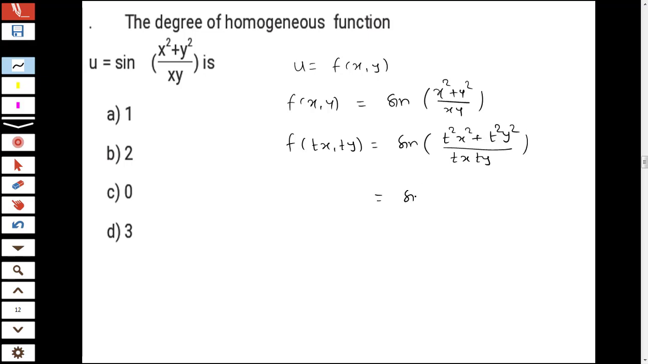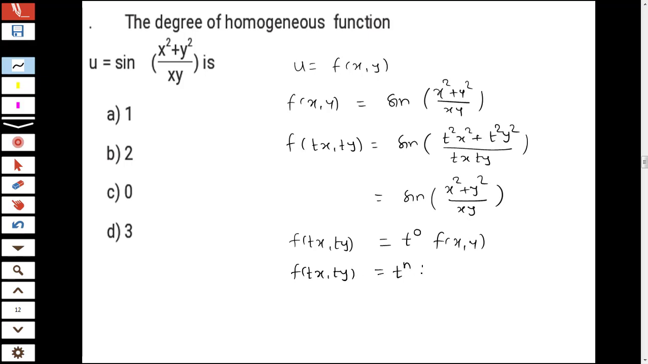So let us simplify it. It is equal to sine of, from the numerator we will have t square common, denominator also t square, that cancels. So what remains? Only sine of (x square plus y square) upon xy. Now it is the f of xy itself. So we got that f of tx ty is equal to f of xy. So we can write it as t raised to 0 times f of xy, in the form of t raised to n f of xy. So by the criteria of homogeneous, the given function is homogeneous with degree 0. So here the answer is option C.